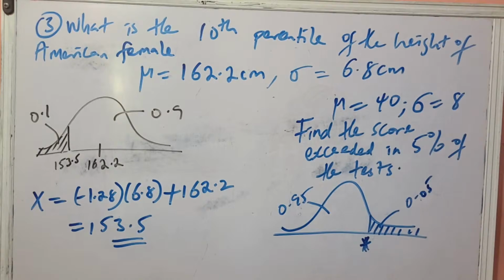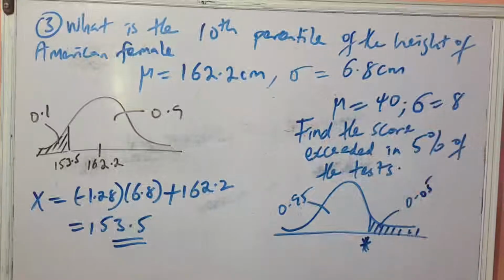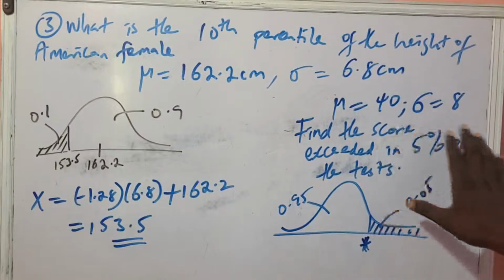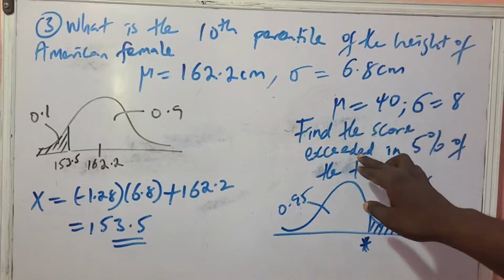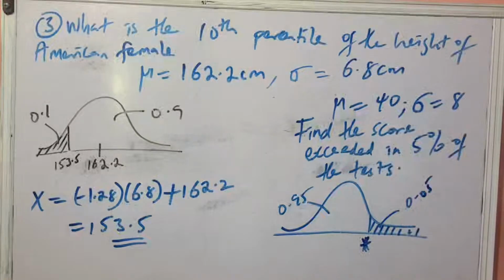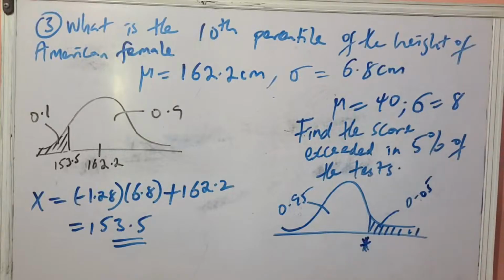But you see how it was framed in such a way that you don't even know this was percentile if you're not very acute in looking at what they are saying here. It's a very simple question, but it was framed in such a way that students could get confused. So find the score exceeded in 5% of the test means find the score that 5% of the people exceed. 5% of the people had more than it. What's that score? Where 5% of people had more than it.